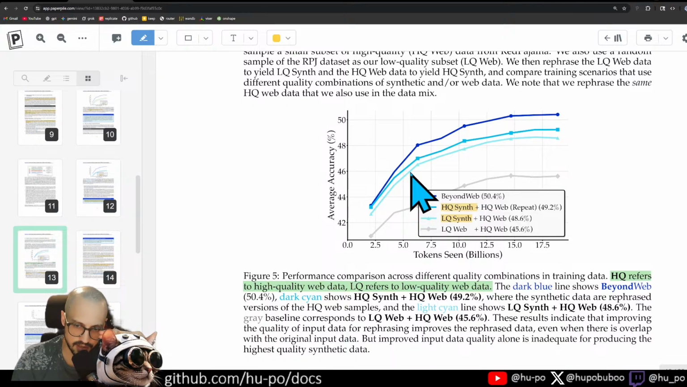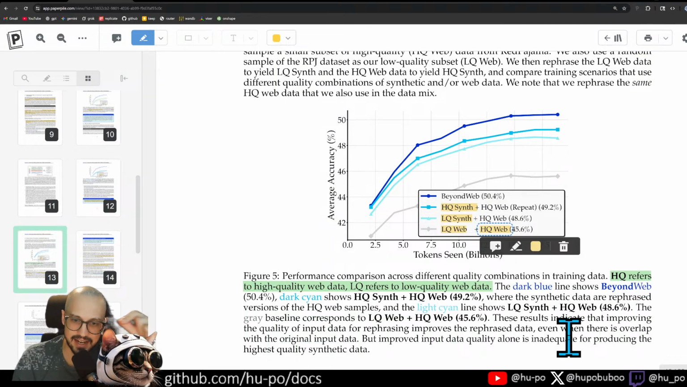So this is interesting, right? Low-quality web plus high-quality web is significantly lower than low-quality synth plus high-quality web, right? But then high-quality synth and high-quality web is about the same as low-quality synth and high-quality web. So what does that tell you, right? These results indicate that improving the quality of the input data for rephrasing improves the rephrased data even when there is overlap with the original input data. But improved input quality is not adequate enough for producing the highest quality synthetic data.